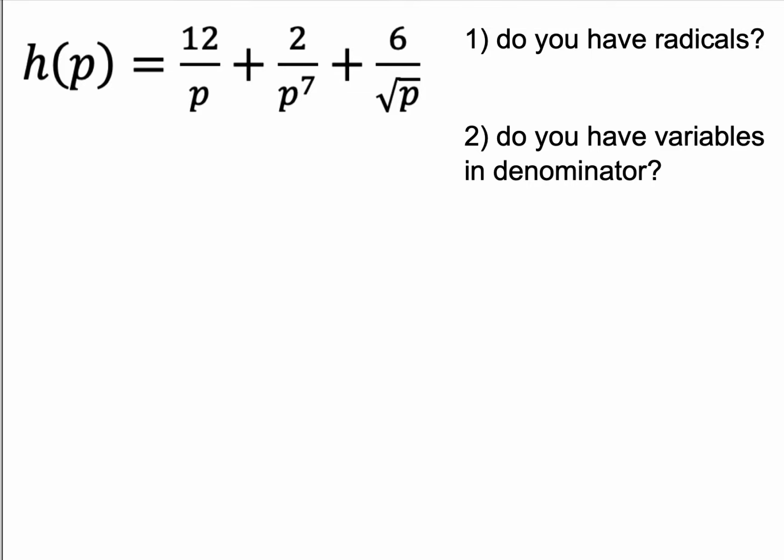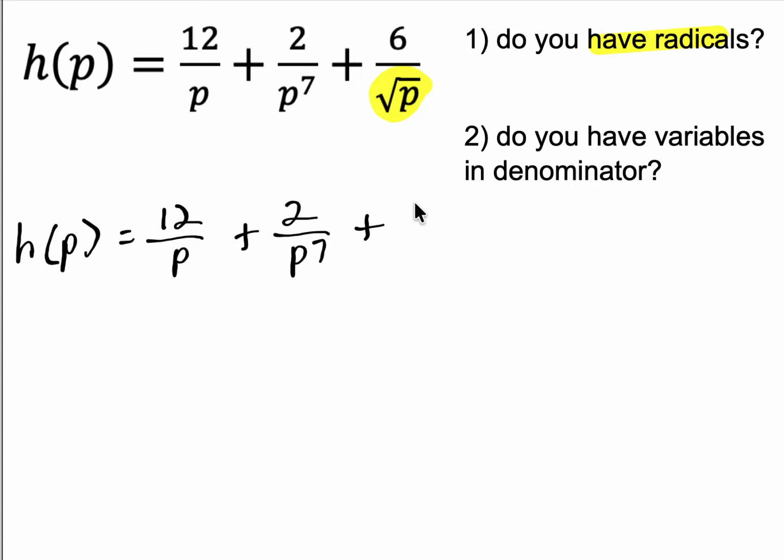So I want you to scan first and ask yourself, do you have radicals? I want you to do those first. Yep, so here's a radical, and I want to take care of those first. So my first step is I'm going to rewrite this. I'm not taking the derivative, I'm just rewriting this. H of p is equal to 12 over p plus 2 over p to the 7th plus 6 over, notice I don't have any exponents, so this I can just write as p to the 1/2. So I rewrote my radicals.